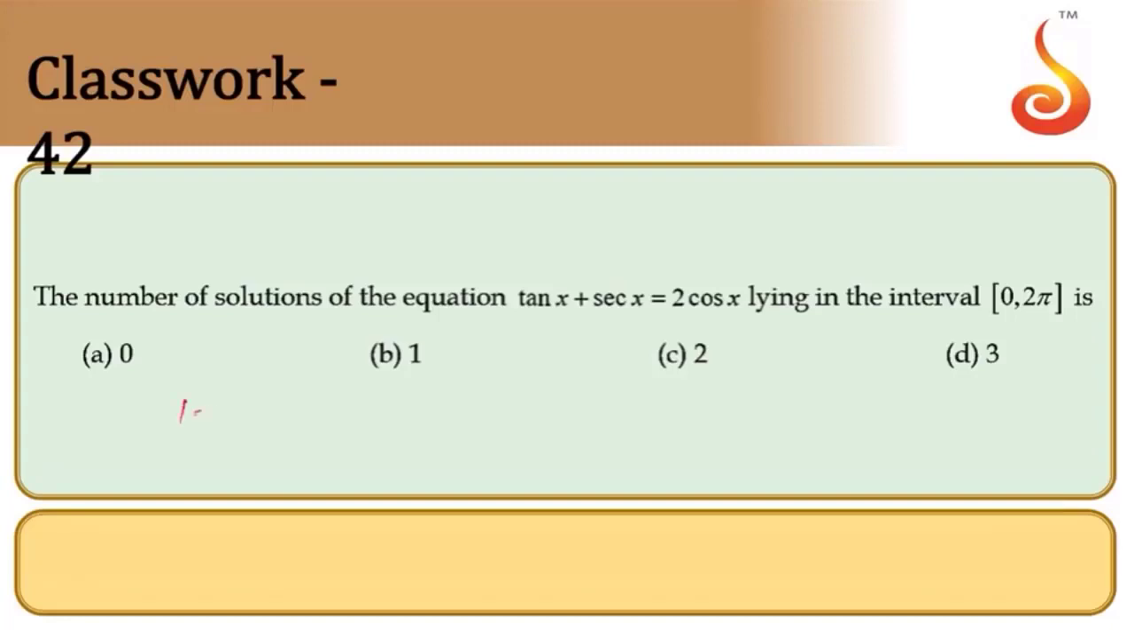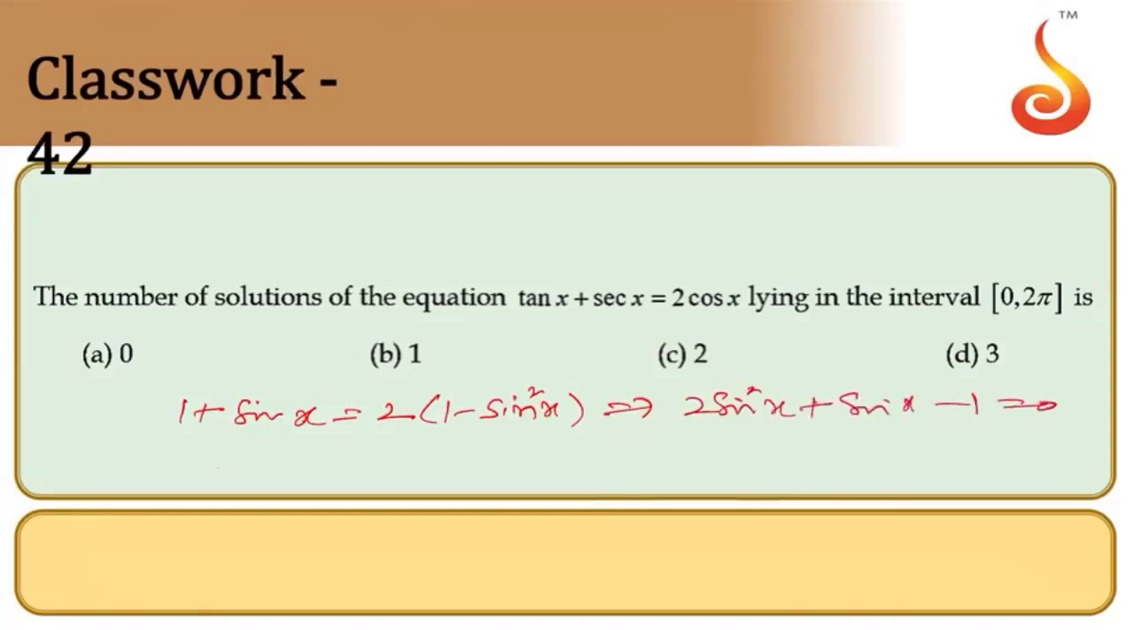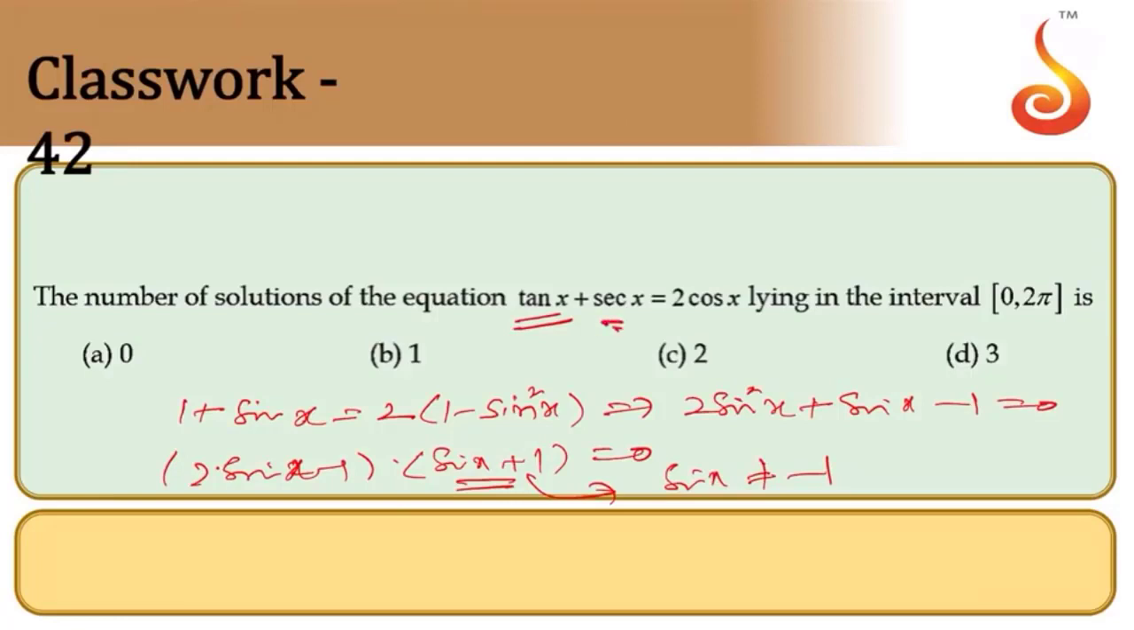When I take up the number of solutions of this equation, when you simplify sin by cos, 1 by cos, it is 1 plus sin x is equal to 2 cos square x. 2 cos square can be written as 1 minus 2 sin square x. On simplification, it is 2 sin square x plus sin x minus 1 is equal to 0. So 2 sin x minus 1 multiplied by sin x plus 1 is equal to 0. But sin x cannot be equal to minus 1 because tan x, sin by cos x, is not defined at this point, so it does not satisfy the result. So therefore, sin x is equal to 1 by 2.